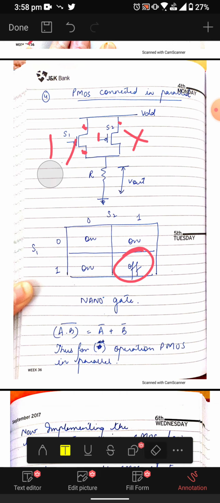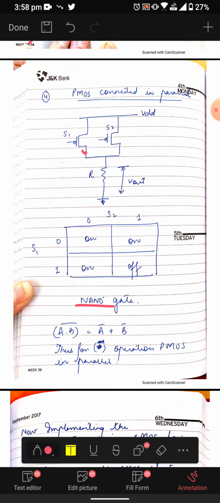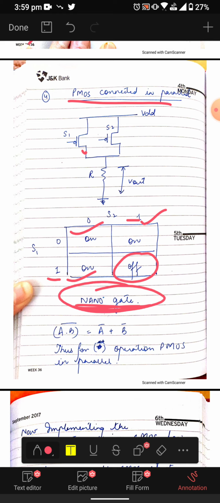So if you look again at this truth table, you will understand that this is logic NAND. So what is logic NAND? NAND is off for which condition? When both the inputs are high. That is the reverse of AND. AND आपका कब on होता है? जब both the inputs are high. NAND is ulta. So when both the inputs are high, it will be off. For all the other cases, it is on. So when two PMOS transistors are connected in parallel, I observe the NAND logic at the output.